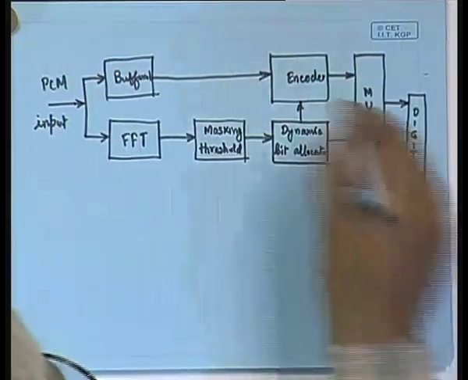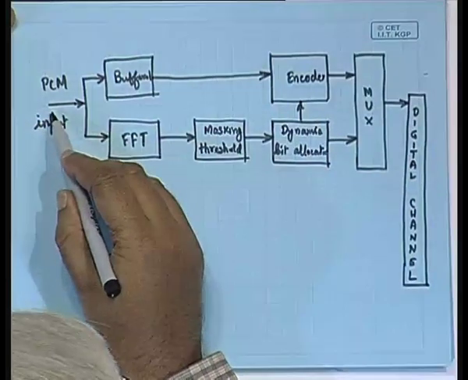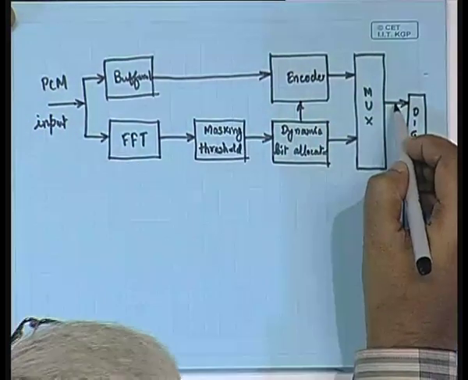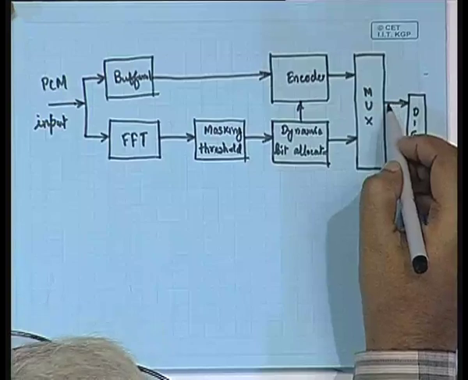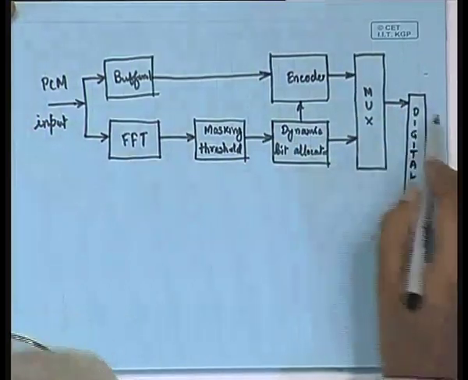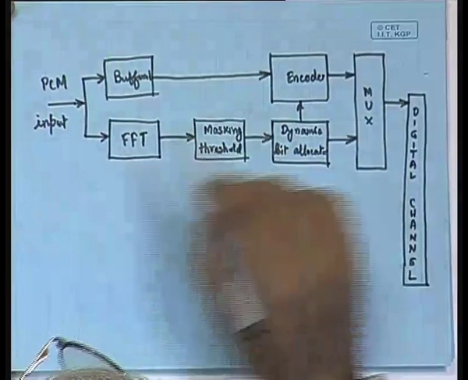So, assuming that the channel is lossless, this is the digital channel. This part, from the PCM input up to the generation of the multiplexed bit stream, forms the total encoder part.